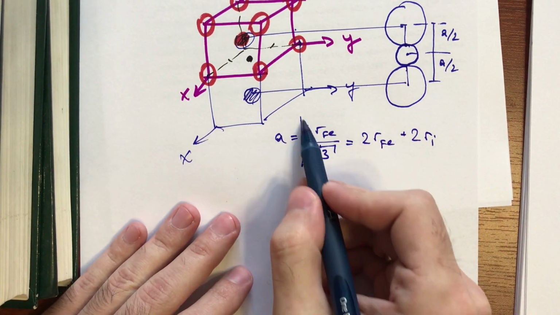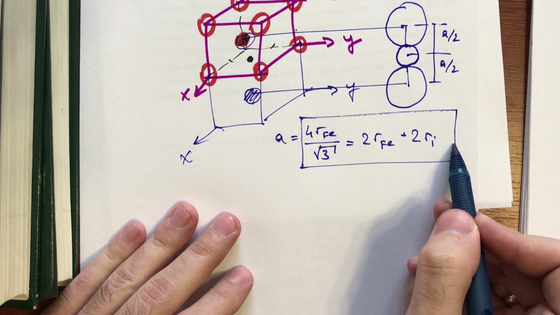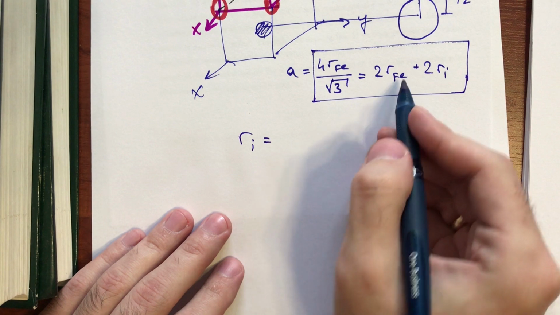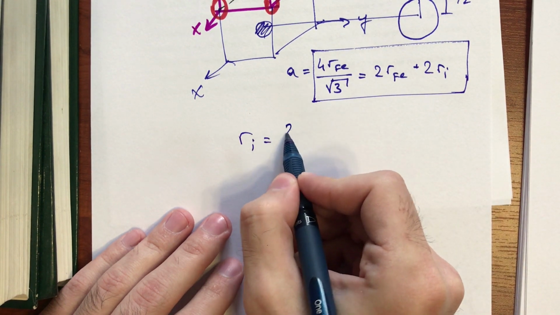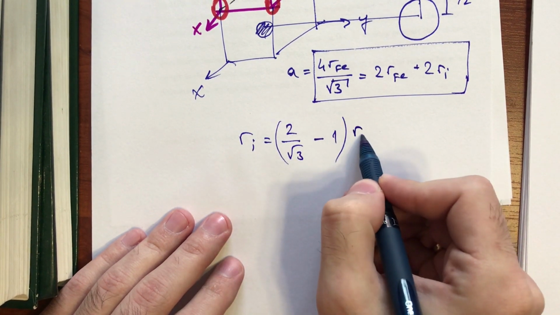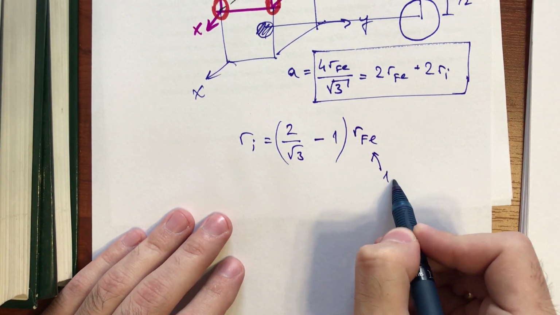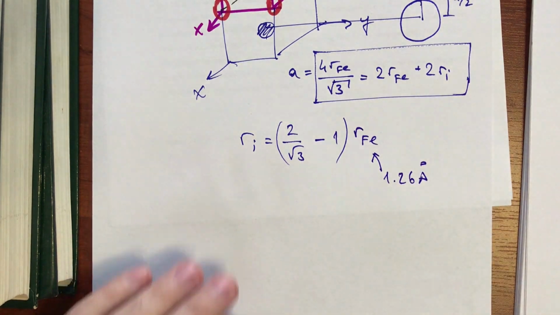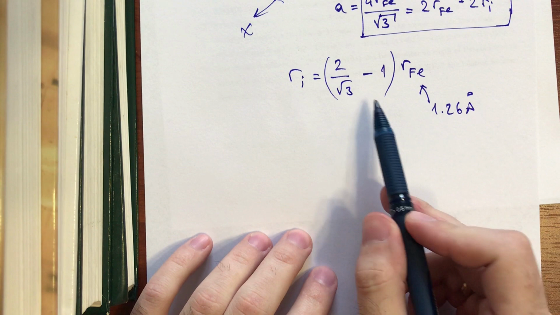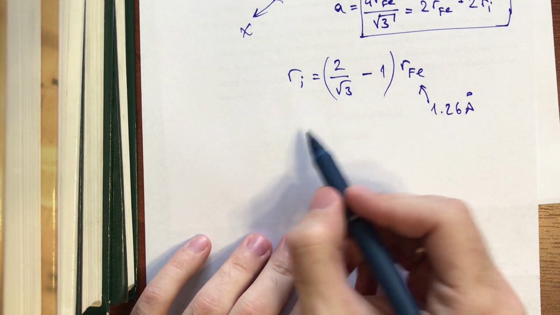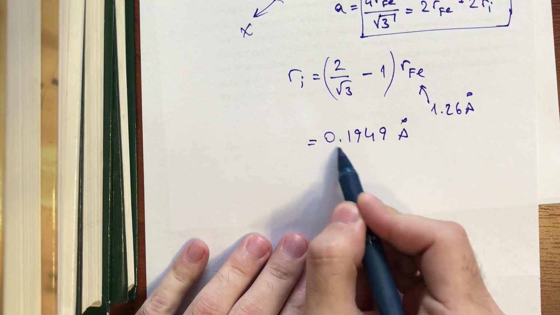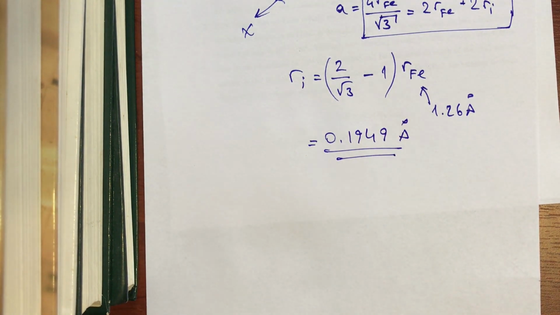That's going to be our expression to calculate the largest possible radius. That's going to be R_i equal to (2 over square root 3 minus 1) times R_Fe. This is 1.26 angstroms. So this is going to be 1.26 angstroms. And if you substitute that and evaluate this, you will get 0.1949 angstroms as the size of the interstitial.